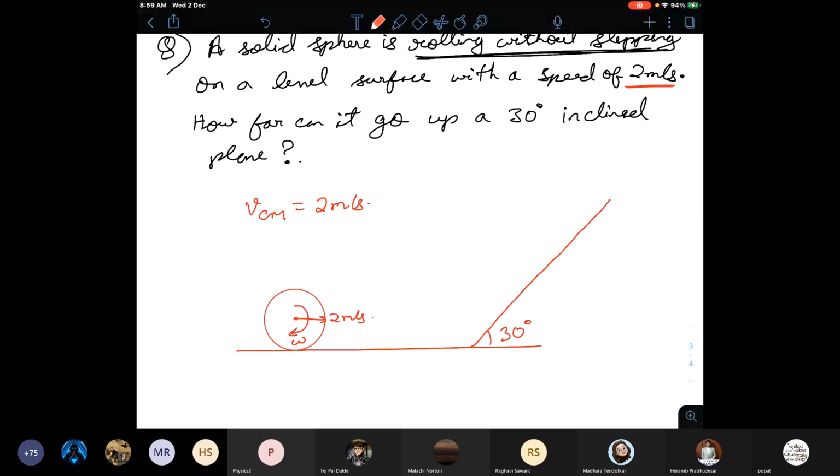Okay, so what should be done is that first of all, what will happen? You can understand that as it goes up the inclined surface, its velocity will keep on decreasing. At one point, its final velocity will become zero.